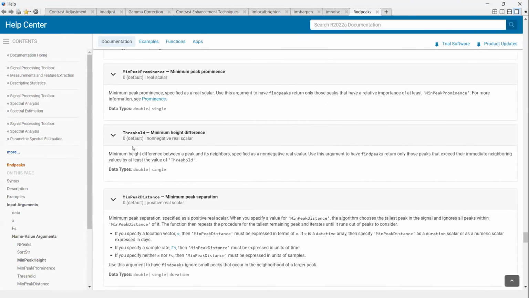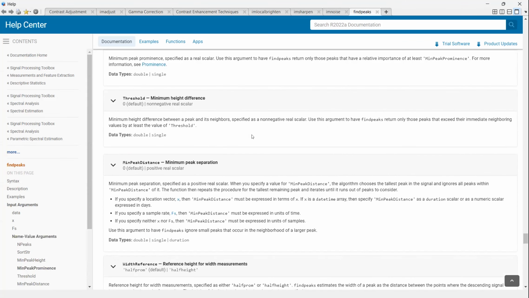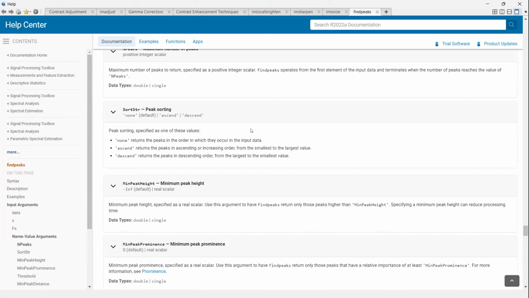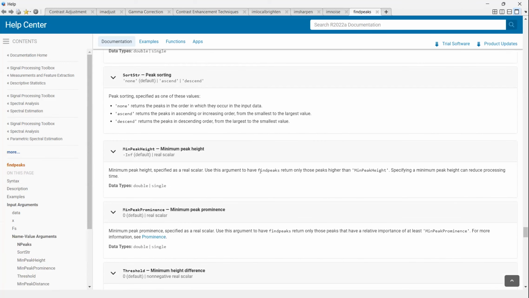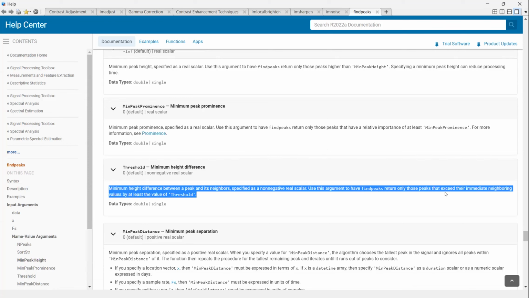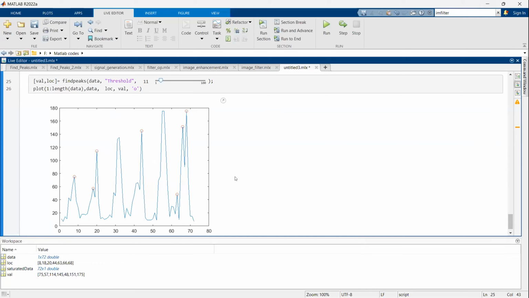Threshold. You see this one. If you go to the documentation, at the end of the documentation page, you will find the definition of each of the parameter values. I have shown you 3 of them, including this one. Check the other ones as well by yourself. So you see, minimum height difference between a peak and its neighbors is expressed as a nonnegative real scalar. Use this argument to find peaks that exceed their immediate neighbors at least by this threshold. Okay.